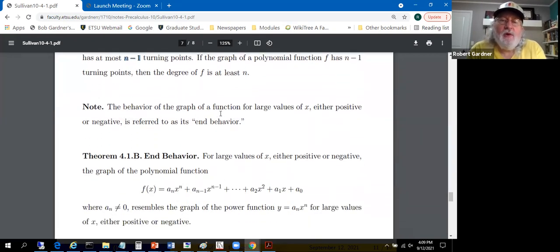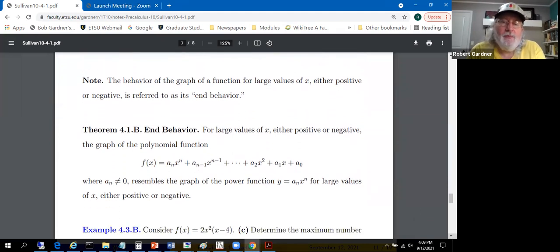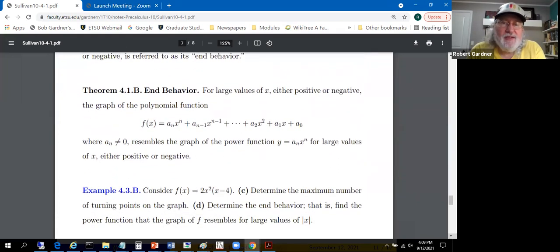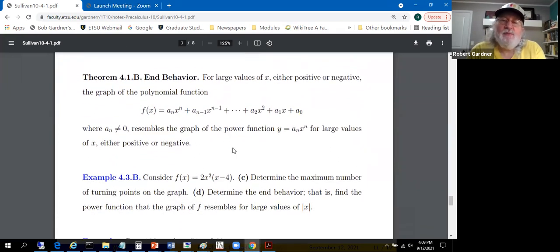The behavior of the graph of a function for large values of x, positive or negative, large in absolute value, is referred to as its end behavior. This type of thing you will explore in calculus, a bit less than the maximum and minimum stuff, but this end behavior will come up in calculus as well, not prominently, but it'll be in there.